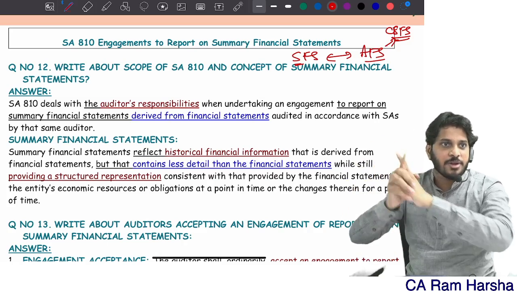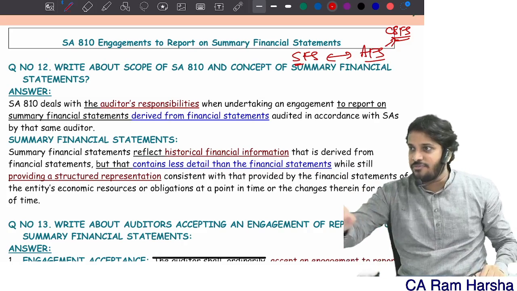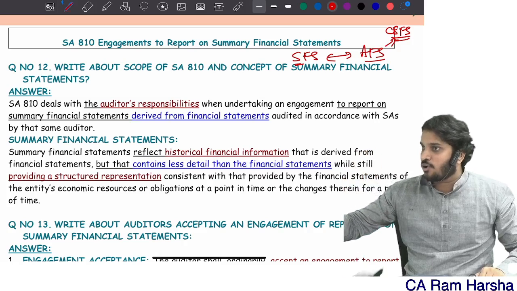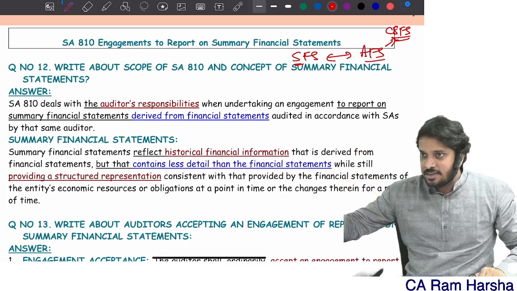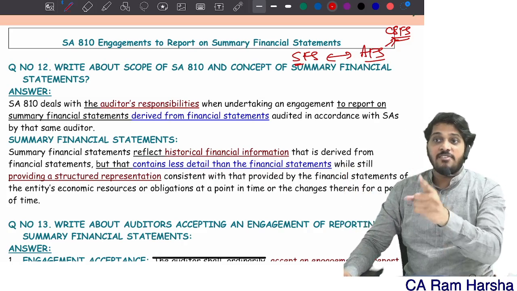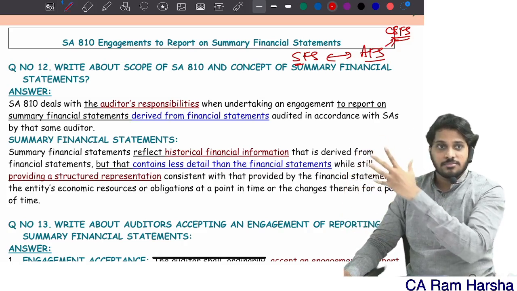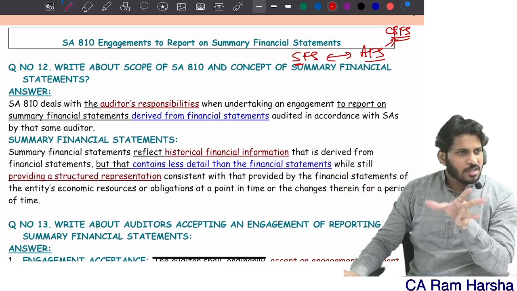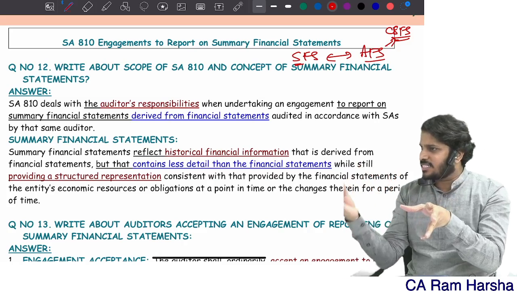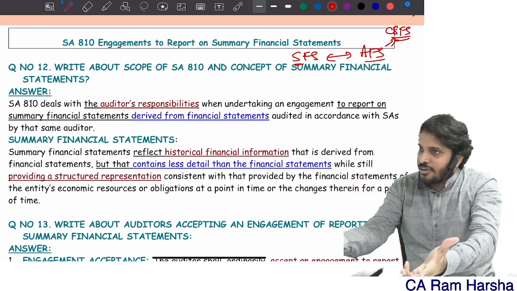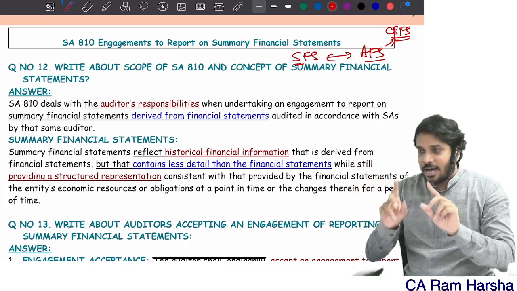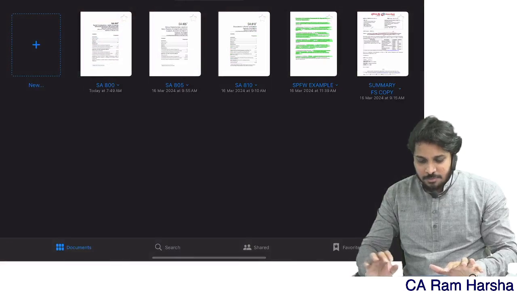That's a modified opinion. There I will give an adverse opinion. In the report that is dealing with summary financials, I will say straight away it is not a fair summary. Or the other way, if it is a fair summary, I will say that it is a fair summary. For this, there is in fact so much there. I have made a simple diagram on it.